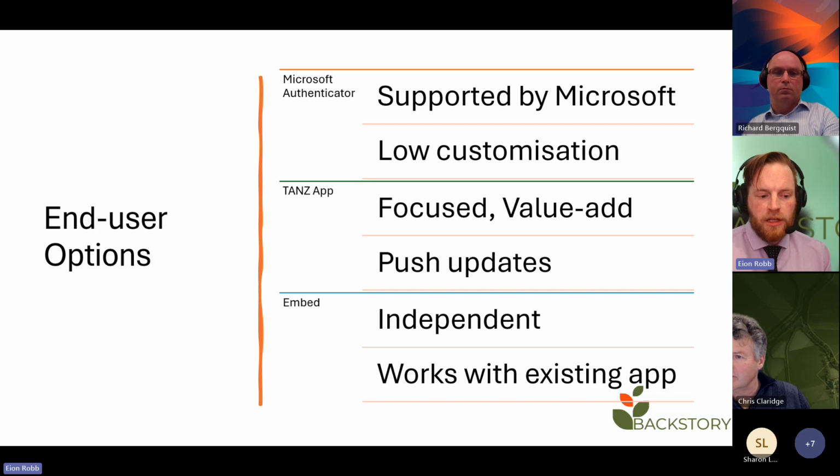And then embedding. So if you've already got an app, which I know a few of the member companies do, and you want to embed a wallet within that, so that you have a whole end user out of the box experience, then that's available as well, so that there isn't a separate app for farmers to download if they don't want to do that. And of course, it means it's independent. So if TANZ go away or Entra goes away, then you can run that completely independently of that.